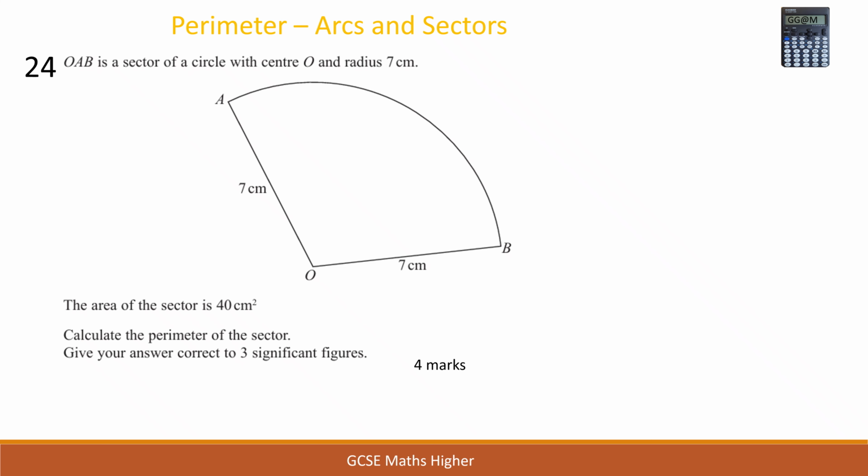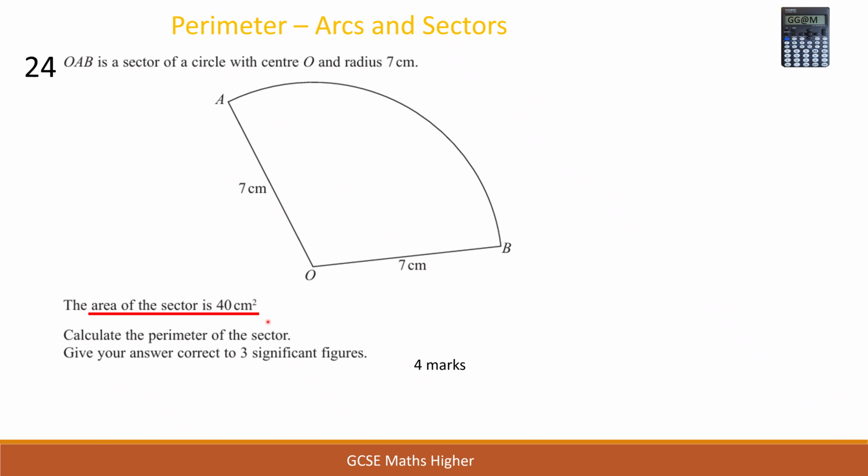Arcs and sectors. So read the question carefully, press pause, have a go at working out the answer, and then press play when you're ready to hear the answer. Fantastic. So perimeters, arcs and sectors. You're told you've got a sector here, and you're told that the area of the sector is 40. So the space inside this shape here is 40.